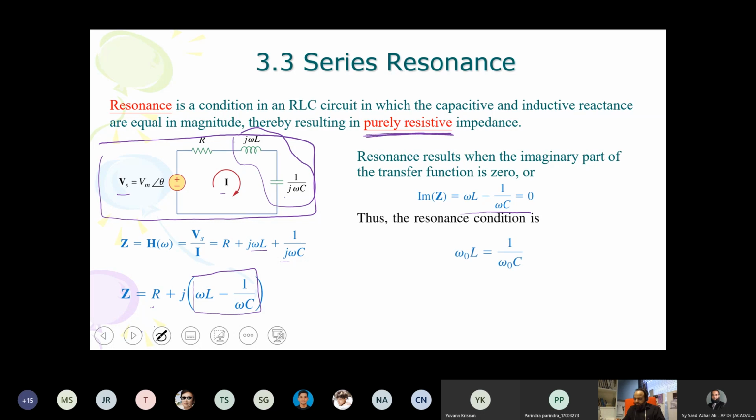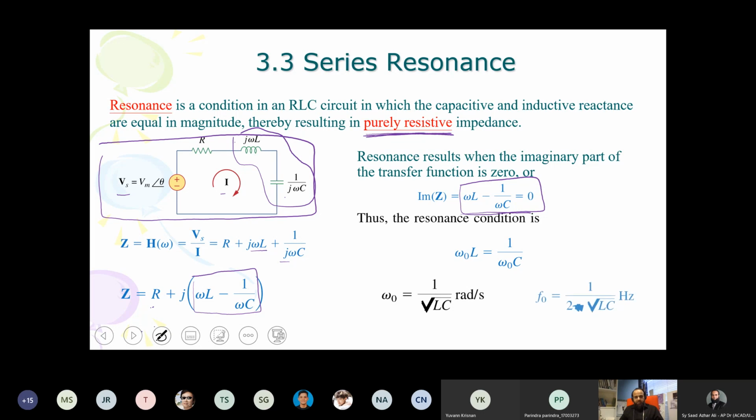And the condition is, omega naught, as we said before as well, omega naught is the resonant frequency, and this is coming from this equation. We can find omega naught by simplifying it: omega naught squared, and omega naught equals 1 upon under root LC. This is the resonance frequency for a series resonance, series RLC circuit. This is the resonant frequency.